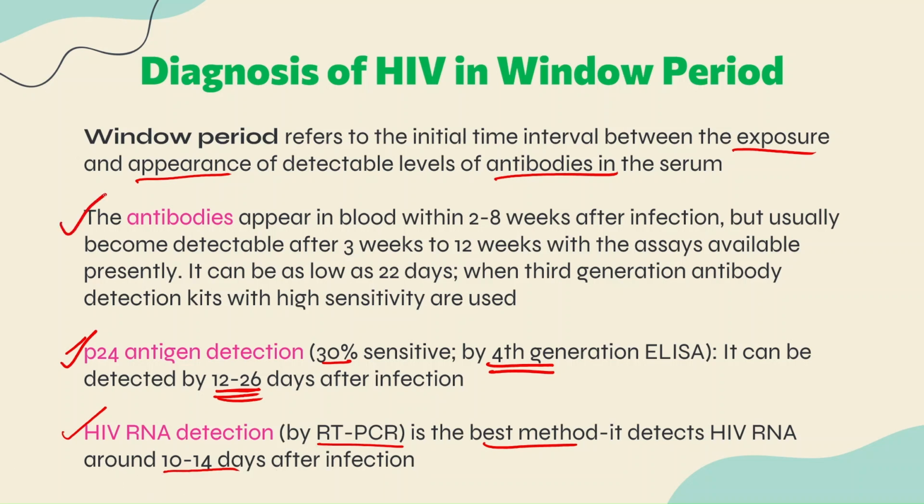Next thing is about antibody detection, guys. Please remember, antibodies appear in the blood 2 to 8 weeks after infection, and they become detectable only after 3 to 12 weeks. For antibody detection, we can make use of the third generation ELISA test. The third generation antibody detection test can be used with high sensitivity, and you can detect the antibodies within as little as 22 days. So that was all about the diagnosis of HIV in the window period, guys.